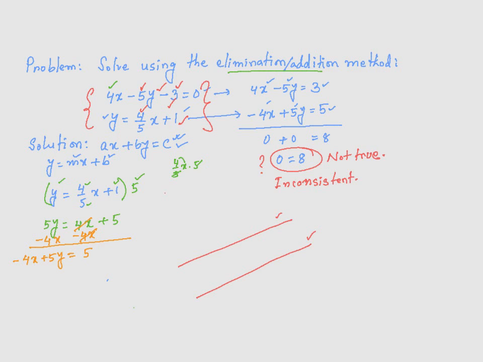So if you do the calculations properly in a system of equations and you get something inconsistent, like in our case we got 0 equal to 8, or you might get 1 equal to 2, or negative 5 equal to 7, any untrue statement involving numbers, it means that the system is inconsistent, meaning it doesn't have a solution.